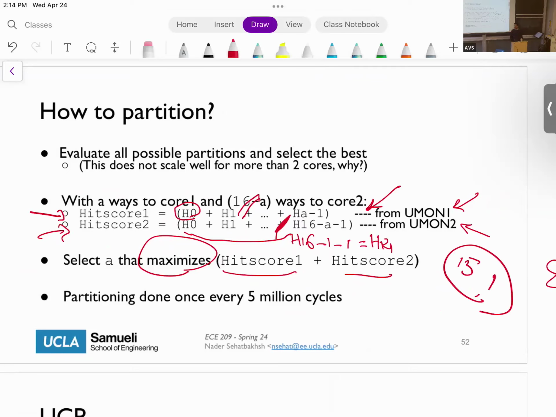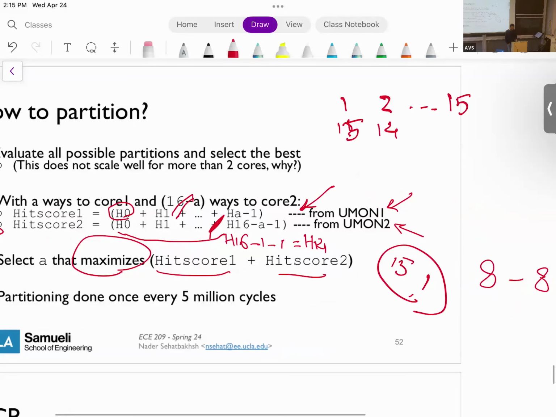For two, it's very simple. All we need to do is look at all the possibilities, right? So we do 1 and 15, and we measure the score. We do 2 and 14, all the way to 15 and 1, right? So 15 different possibilities, and then we know the answer. Okay, very simple solution.